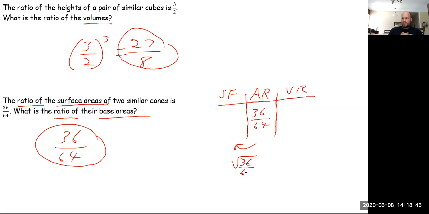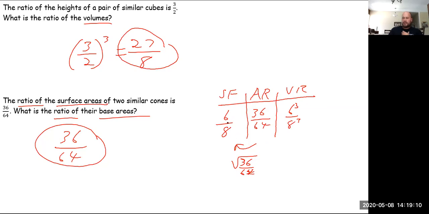So 36/64. Square root of 36 is 6. Square root of 64 is 8. And if we wanted our volume ratio, we'd take these original numbers from our scale factor, and we'd have to cube them. So you'd have to do 6 cubed or 8 cubed.